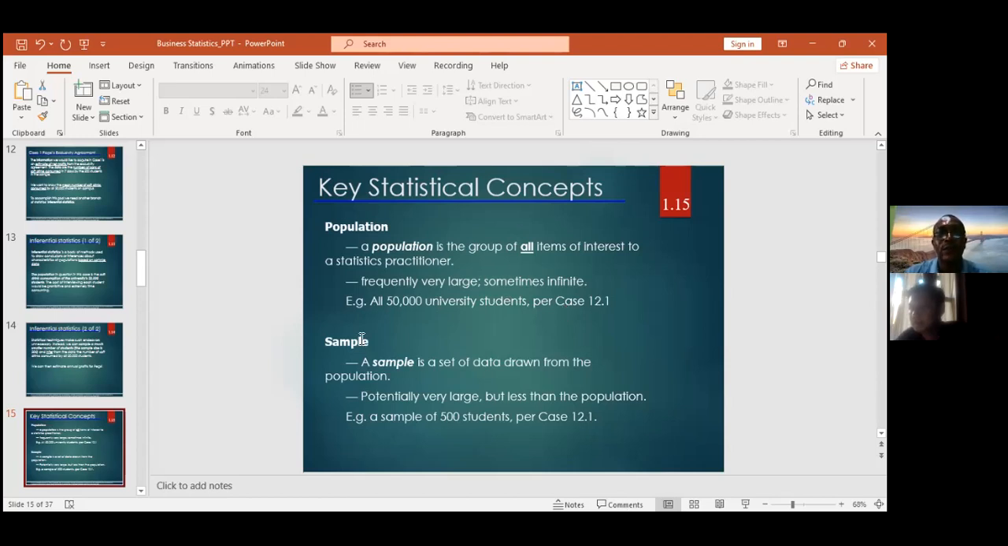Now, the sample, very important to see the distinction. A sample is a set of data drawn from the population. Which means that the sample is a subset of the population. So population is bigger than the sample. The sample is a small part of the population. So in our case study, the sample is 500 students. So you compare 50,000 and 500.